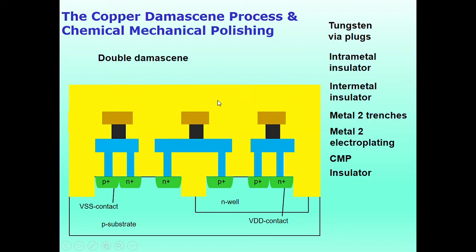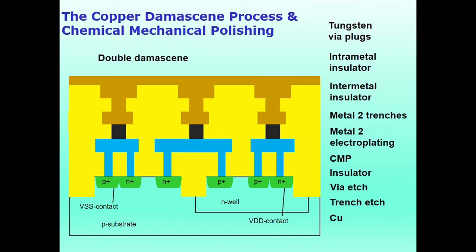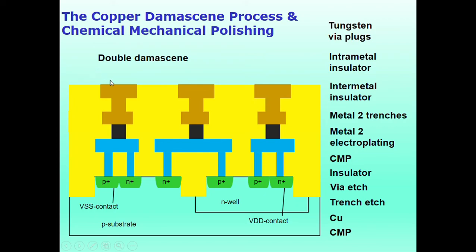And now this is the insulator, via, trench, trench edge, and this copper, and finally this CMP. So here you have this dual Damascene process. So this was the process of copper Damascene process and chemical mechanical polishing. This process is used extensively in our 3D integrated circuit technology.